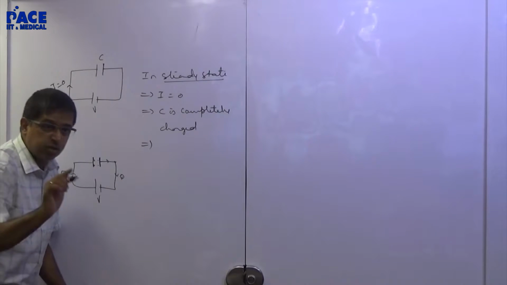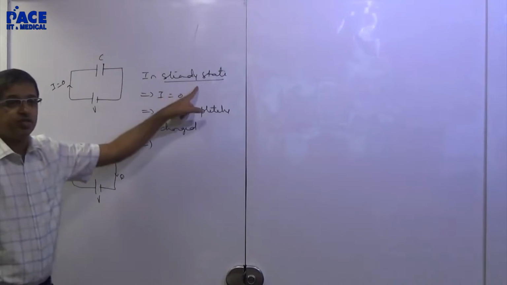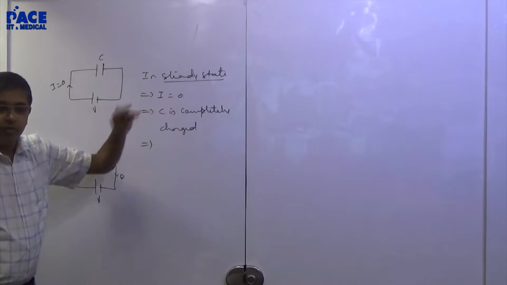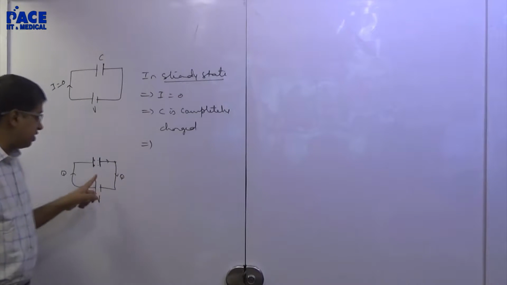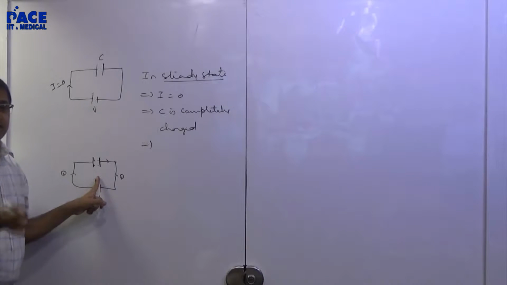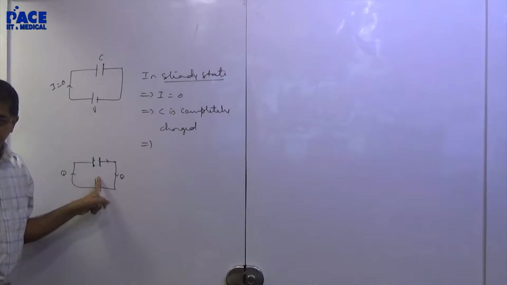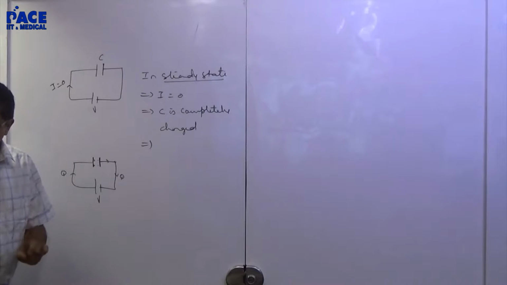In this chapter exclusively we will be dealing with steady state. When we start the chapter current electricity, we will deal with the charging and discharging of the capacitor. Clear with that? All of you.